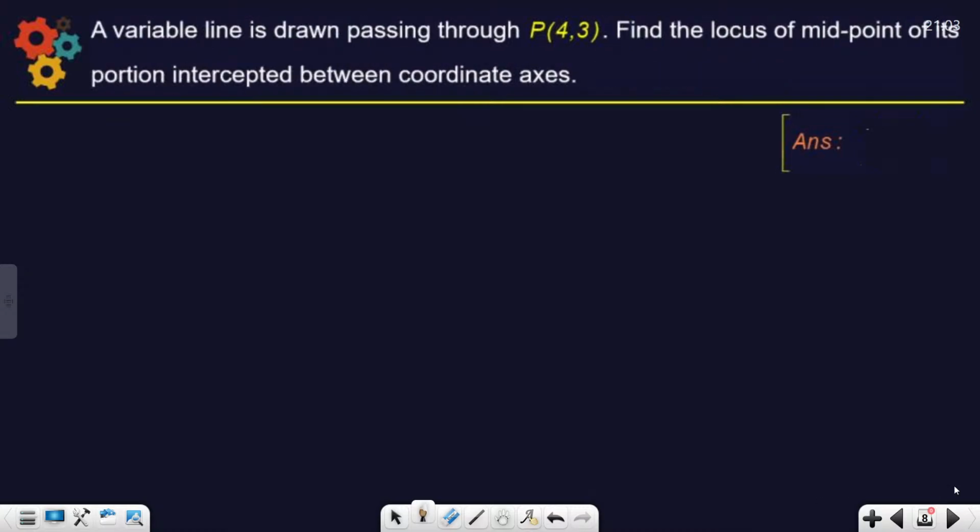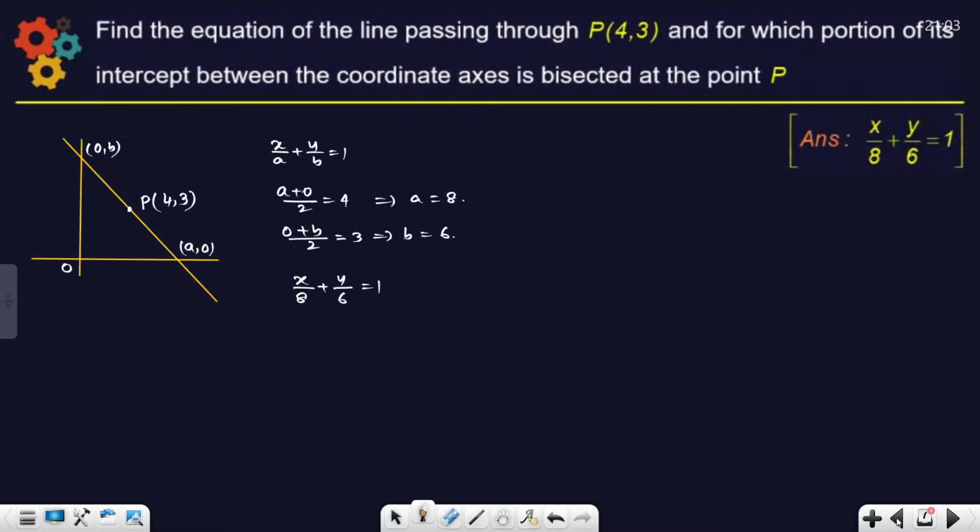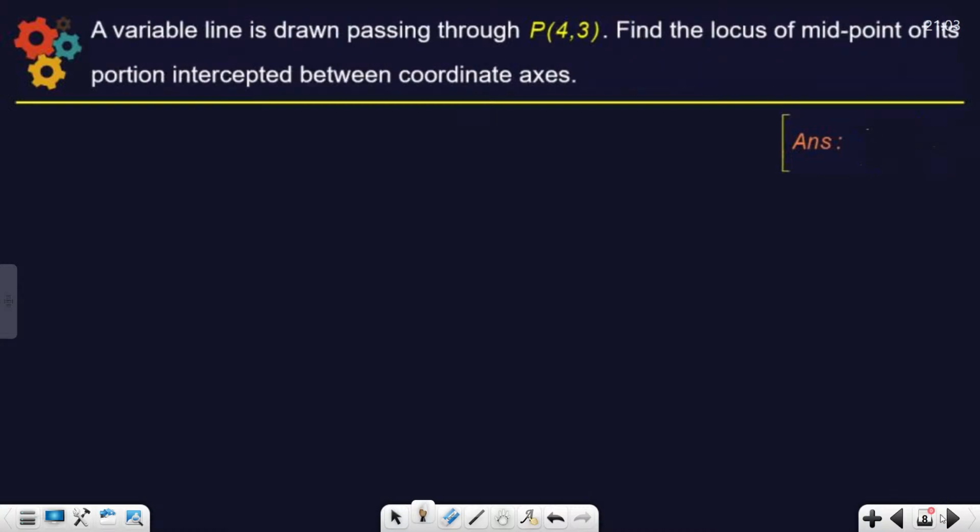Now read the question. The same question that I have done here. It's almost the same. Only that in the earlier question they said that P (4, 3) is bisected between the coordinate axes. But in this question, find out the locus of the midpoint of the portion intercepted between the coordinate axes, and the line is passing through the point (4, 3). The point P in this case is not your midpoint.